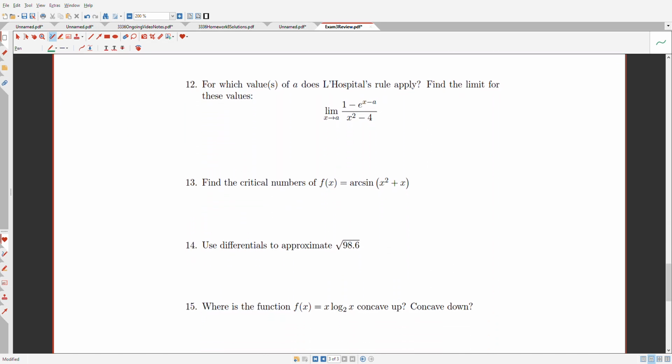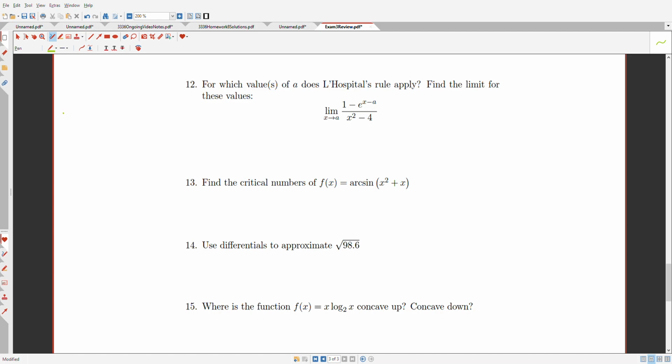The next question is a little more different or abstract looking. It asks us, for which values of a does L'Hopital's rule apply to this following limit? And find the limit for these values. So if you look at this limiting expression, x is going to this number a, and part of the expression depends on a. So this may seem like a very different type of problem, but really, if you know how to use L'Hopital's rule, even though this seems different, you can totally get this problem.